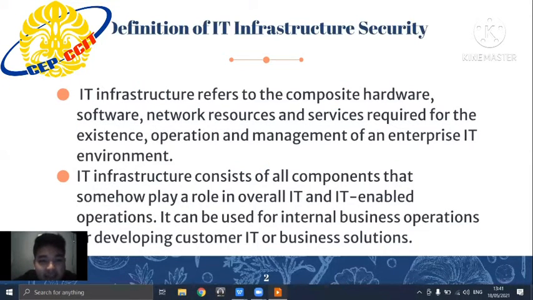First is the definition of IT infrastructure security. IT infrastructure refers to the composite hardware, software, network resources, and services required for the existence, operation, and management of an enterprise IT environment. IT infrastructure consists of all components that somehow play a role in overall IT and IT-enabled operations. It can be used for internal business operations or developing customer IT or business solutions.